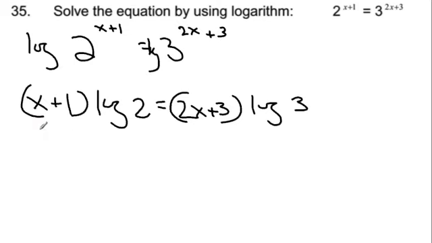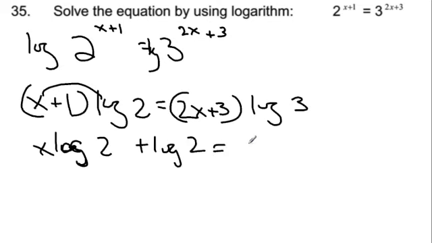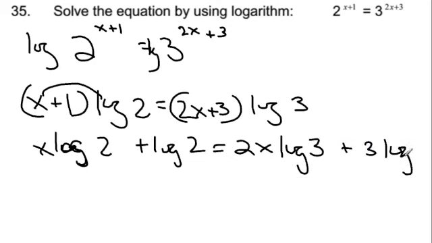And now we have a fairly easier problem, but still some complications. Let's do this one. Distributive property will tell me I have to multiply these two together. So x times log of 2 plus log of 2 will be equal to 2x log of 3 plus 3 log of 3. And we need to solve for x. I need to bring the x's to the same side. I'm going to leave this one alone. This one's going to come over, and this one's going to leave and go over there too.